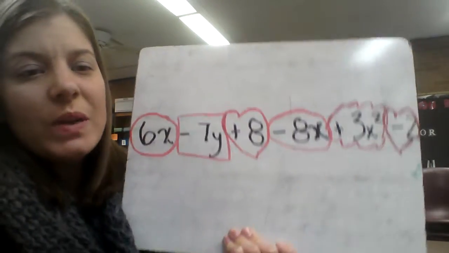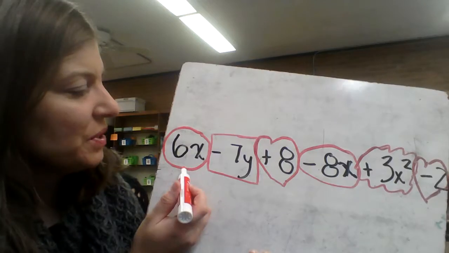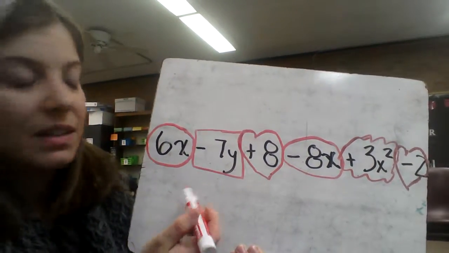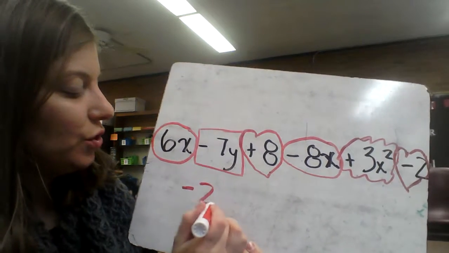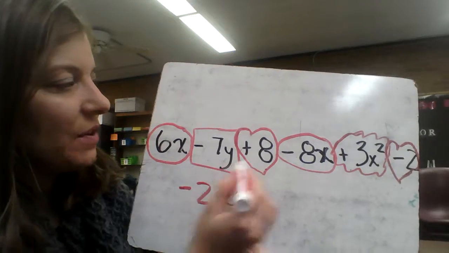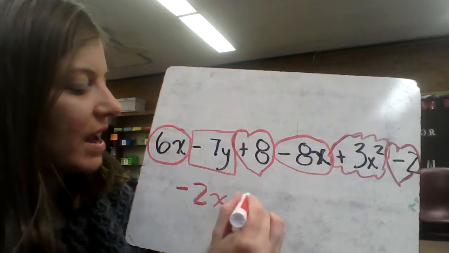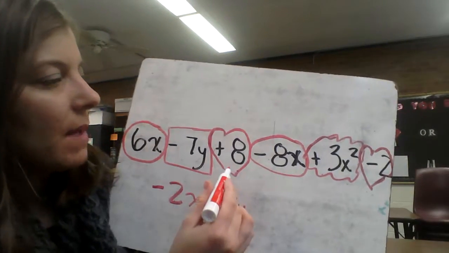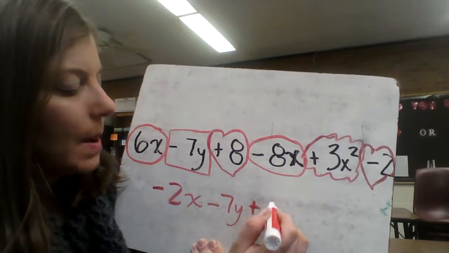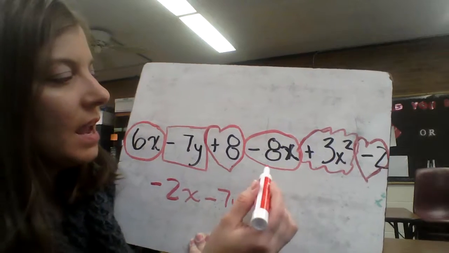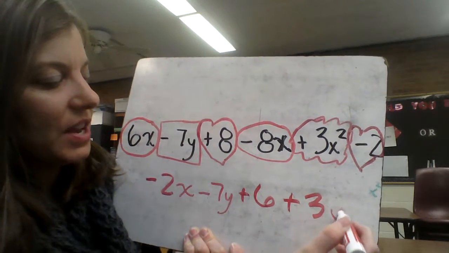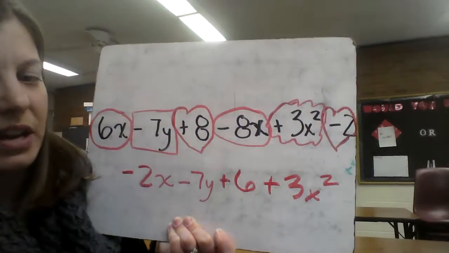All right, now when we go to combine these, we start with our circles. So we have 6x, and that's a negative 8x. So that would be negative 2x. Go to my squares. Negative 7y, there's no other squares, so I just write negative 7y. My heart, I have 8 and negative 2. Well, 8 minus 2 is positive 6. And then my cloud shape, nothing else is cloud shaped, so I just add plus 3x squared.